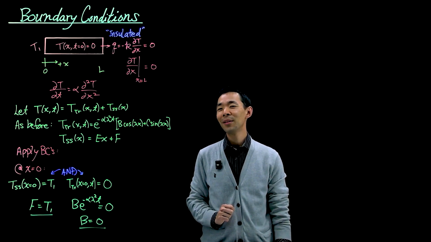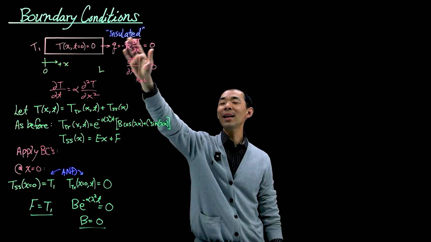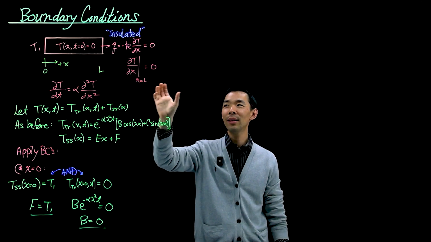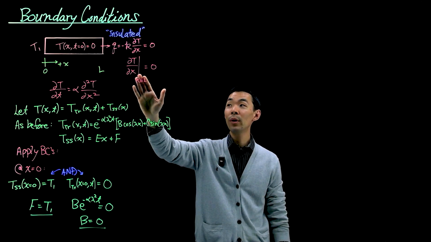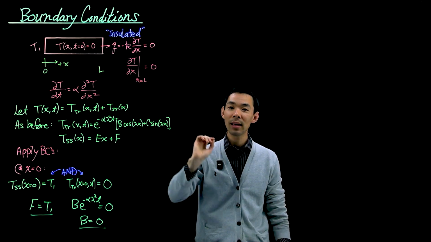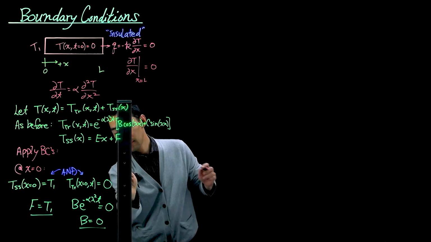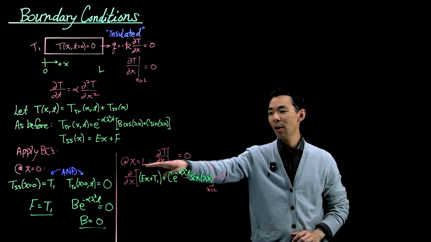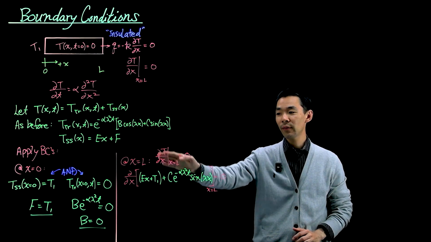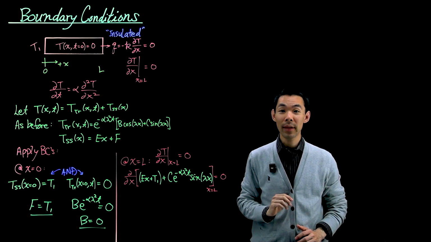Now, so far so good. Let's go to the right-hand boundary condition and apply the condition where the derivative of the temperature with respect to position x is equal to 0 when evaluated at x equal to L. Let's do that. So we have, at x equal to L, the spatial derivative of the full temperature profile must be equal to 0 when evaluated at x equal to L.